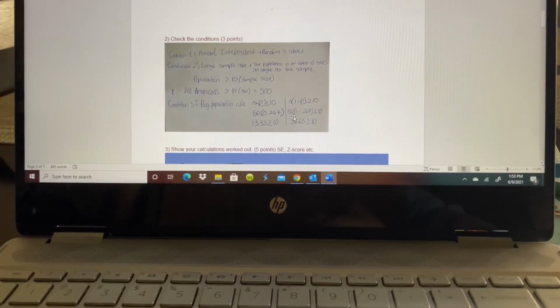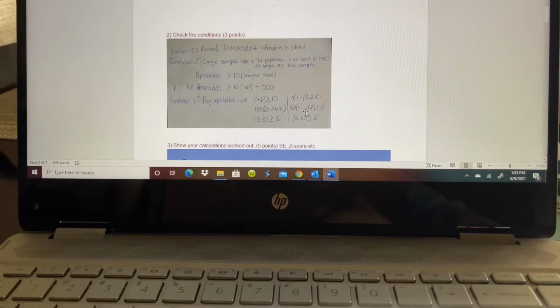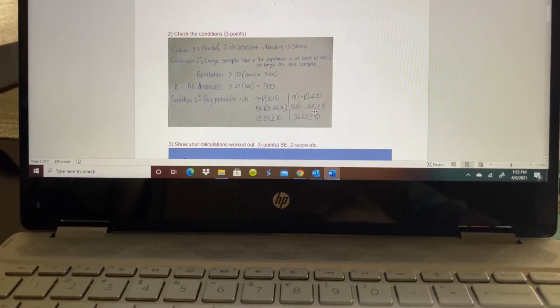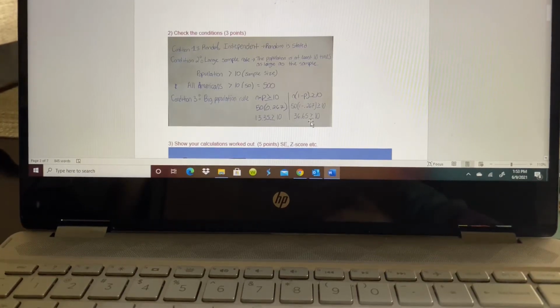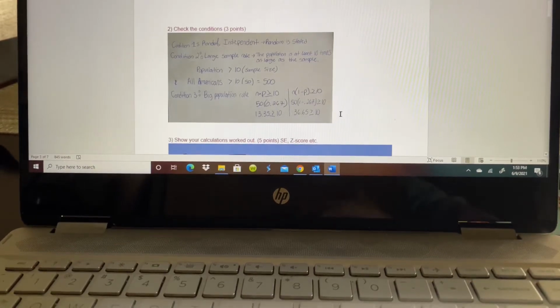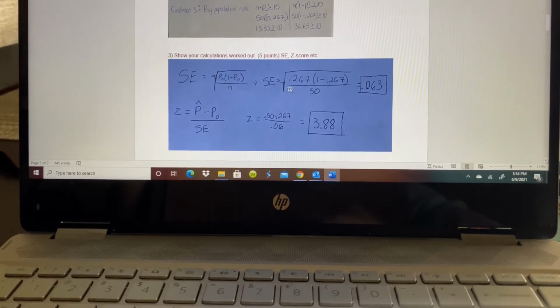We just plug in the numbers, our survey size, and then 1 minus the statistic, 0.267. We get 36.65, which is greater than or equal to 10. So both of these check out as well. I put it very simple for you guys. This is the SE equation here. So all we do is just plug in the numbers.